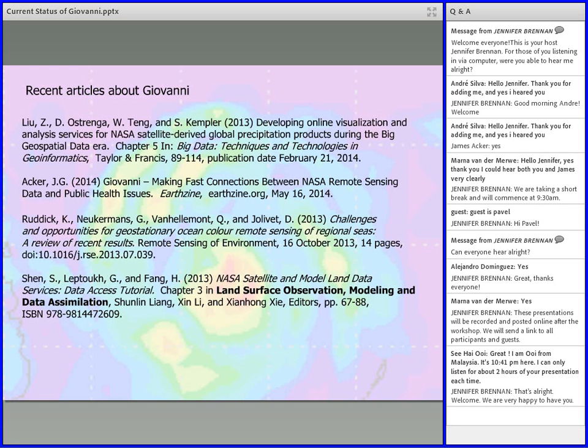And finally, my colleague Su-Hong Shen wrote a paper in 2013 in conjunction with Greg Leptoukh and Henry Fang, I believe, looking at NASA satellite data, and it was in a book called Land Surface Observation, Modeling, and Data Assimilation.